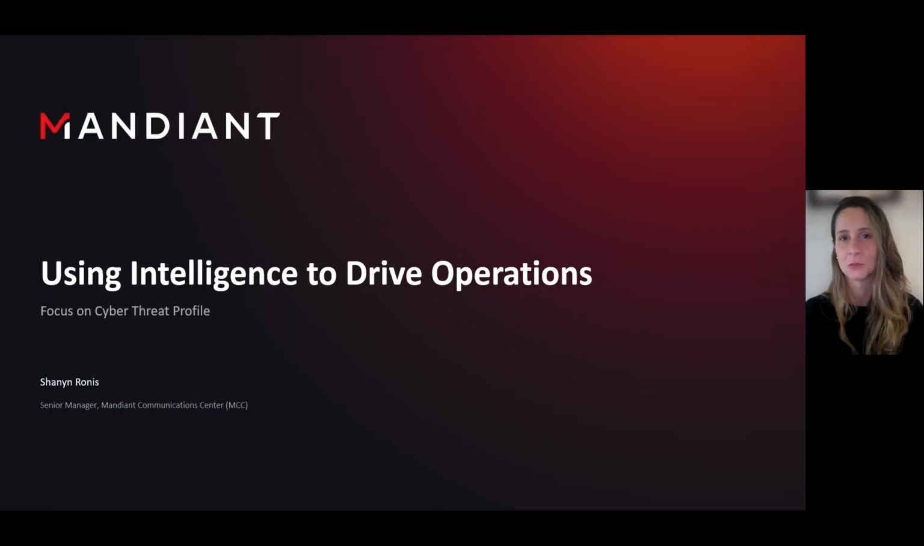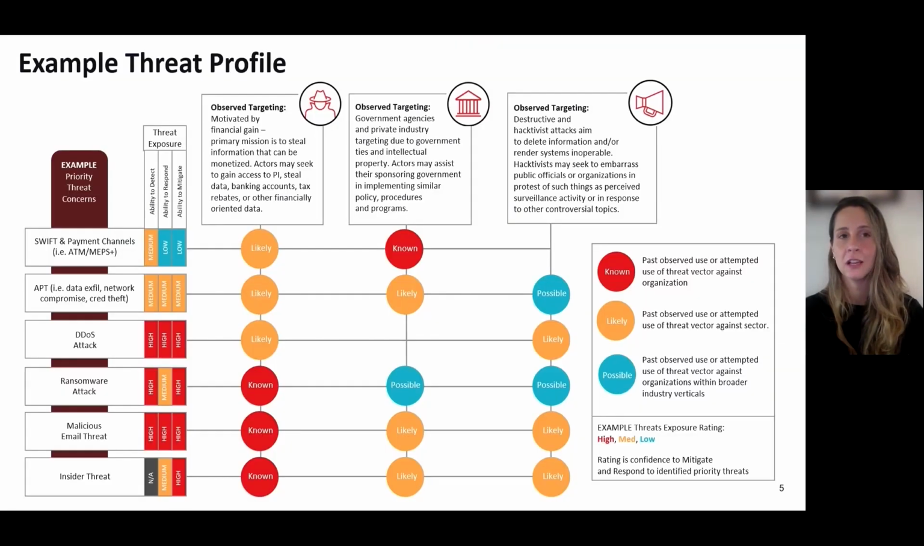So today we're going to really focus on the core element of any really well-functioning intelligence apparatus, whether that apparatus is just one person with 2 or 3 other jobs or if it's a whole team. Any intelligence apparatus should strive to have something called a cyber threat profile. And that's what we're looking at here. This is an example of a cyber threat profile.